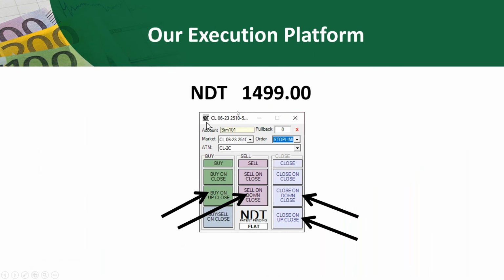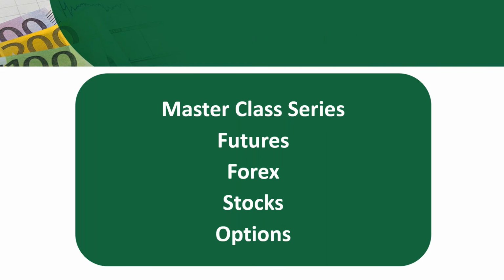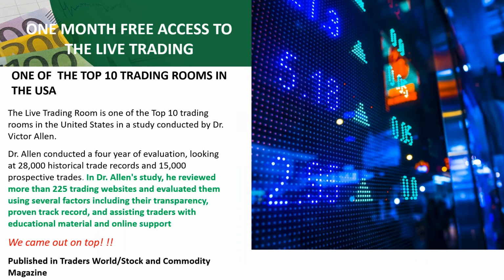Next thing you'll get is the NDT. This is what we use to enter our trades, and this is where you would set your setting to exit on line change. This is a $14.99 value. You'll get this as part of your package. You'll get the Masterclass series on futures, forex, stocks, and options. And these are really good. I've watched them a bunch of times.